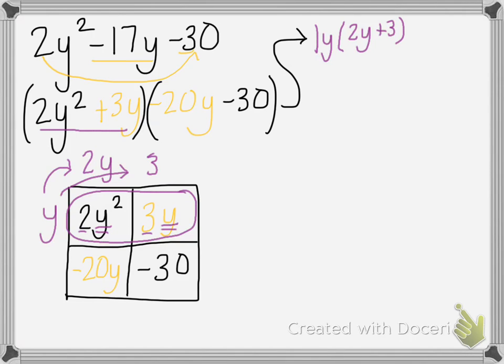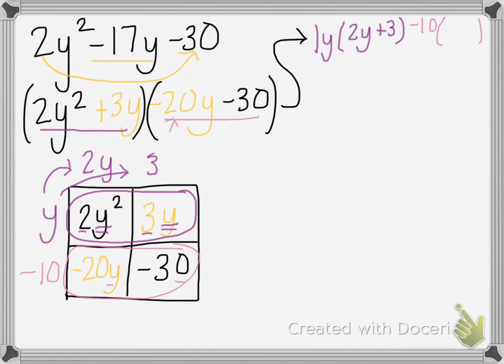The next thing we need to do is factor out from down here. We have a negative 20y and a negative 30. Same thing as here, a negative 20y and a negative 30. Since your leading coefficient in these parentheses is a negative, let's go ahead and pull out a negative. And the greatest common factor of 20 and 30 is 10. We're going to pull out a negative 10. They don't both have a y, so y is not a part of it.